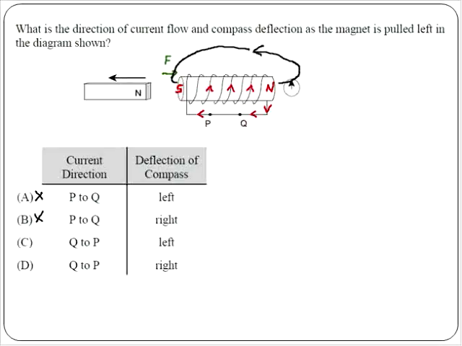It goes all the way back around like that. So it goes away from the north, which would cause this compass needle to point that way. And that way happens to be to the right. So the compass needle would deflect so that it points right. So the correct answer is choice D. Okay? Choice D.